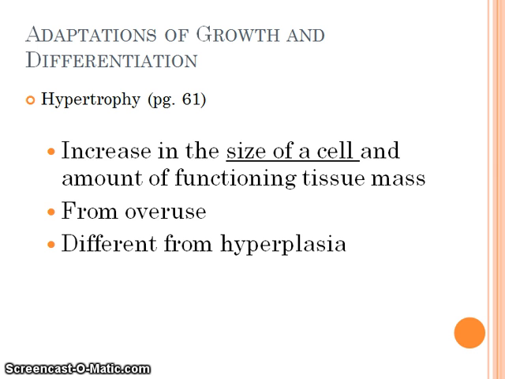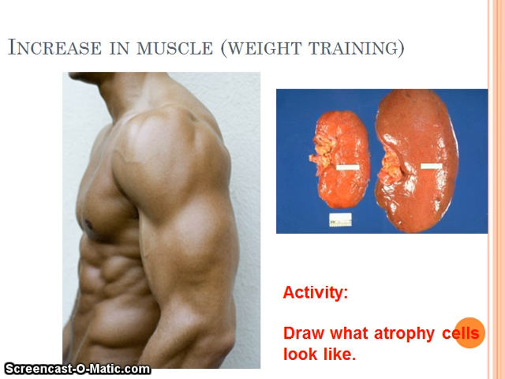You can also have hypertrophy. Hyper means big or larger, more, and trophy means size. So in hypertrophy, we're talking about an increase in the size of a cell, meaning that it is getting bigger and adding to the amount of functional tissue mass. It's most often from overuse. Don't confuse this with hyperplasia. We're going to talk about that in a minute. They're two different things, and students often get them confused.